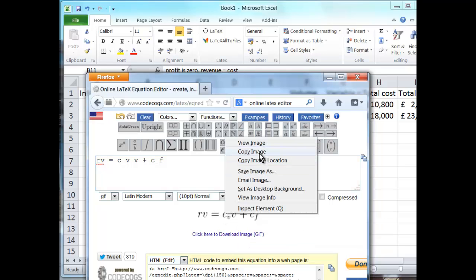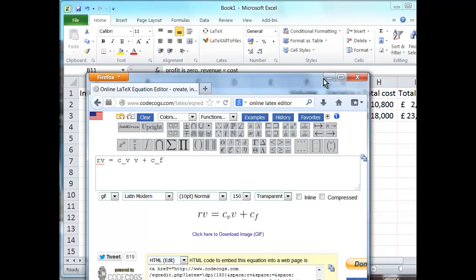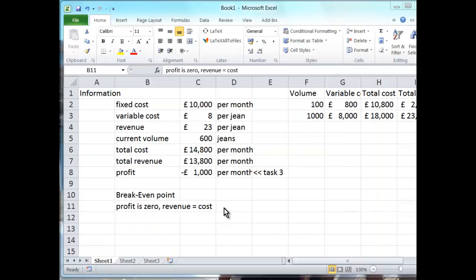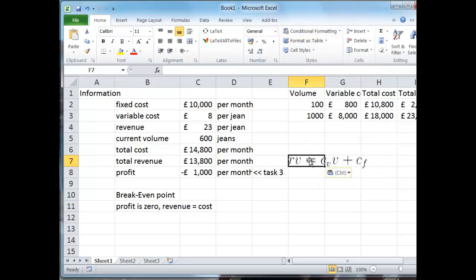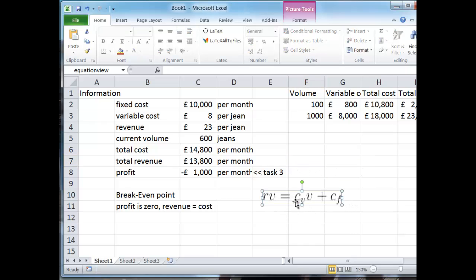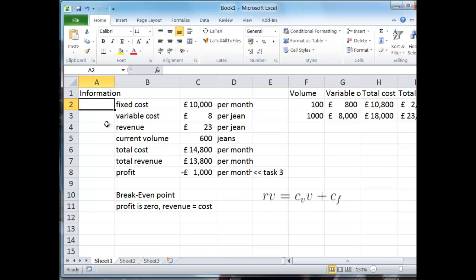I'll just copy that and place it in here, so we've got it as a reference. Now we can just manipulate that formula to actually determine the volume. Okay, let's just remind ourselves what we have just done. So this one is the fixed cost.